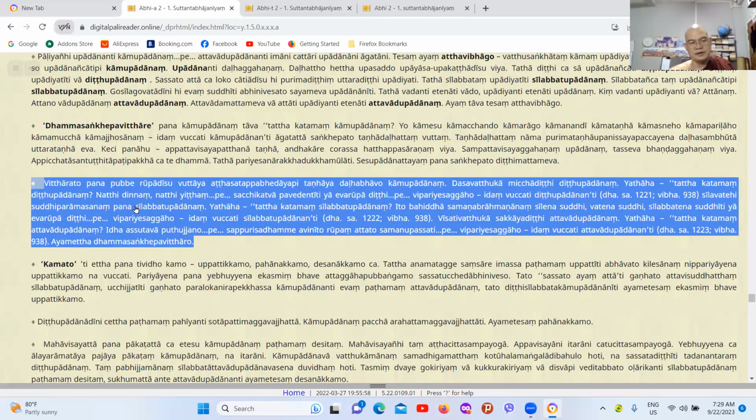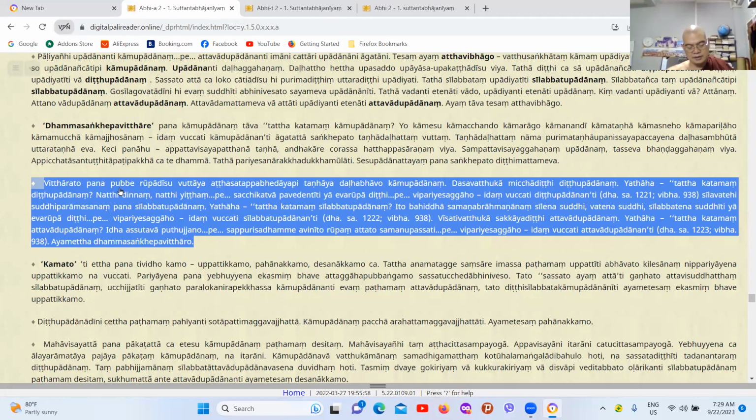So if we classify those upadana in detail, let's see. Here, kamupadana refers to tanha, vedanapaccaya tanha, a previous relation. Previous relation is vedanapaccaya tanha. Rupadisu vottaya. Atthasatthapabhedaya tanhaya dalhabhava kamupadana.